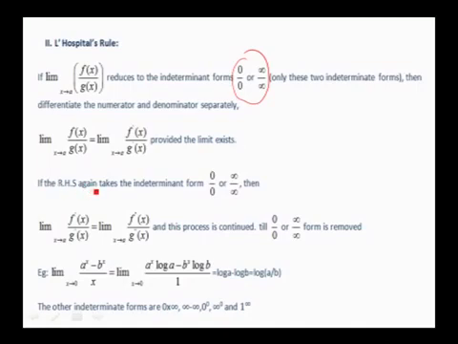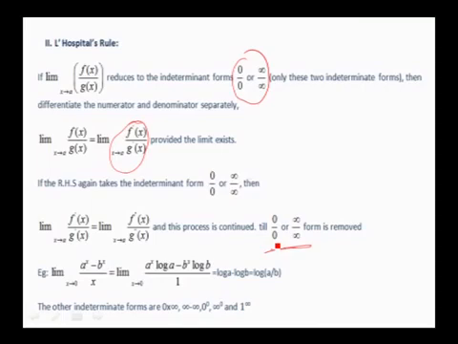If the RHS again takes the indeterminate form 0 by 0 or infinity by infinity, then limit of f dash x over g dash x is equal to limit of f double dash x over g double dash x as x tends to a, and the process is continued until this 0 by 0 or infinity by infinity form is removed. You can continue this process until this indeterminate form goes off.